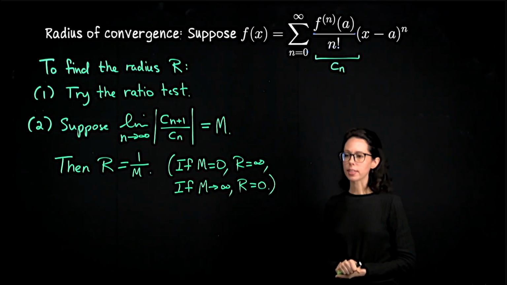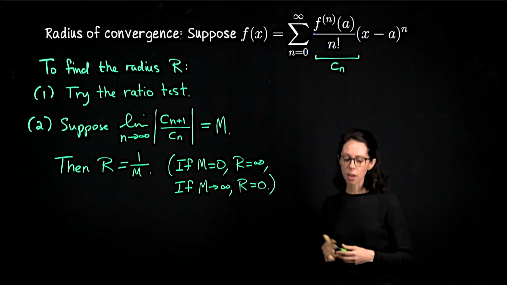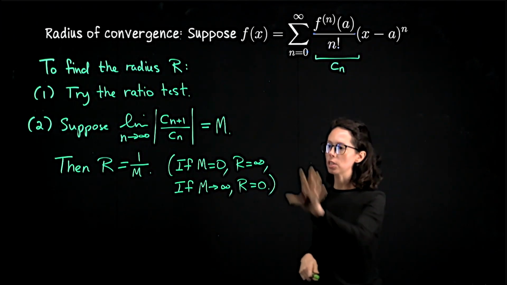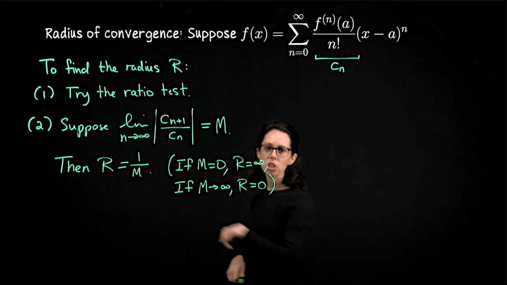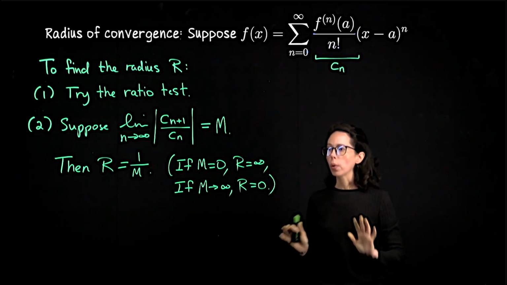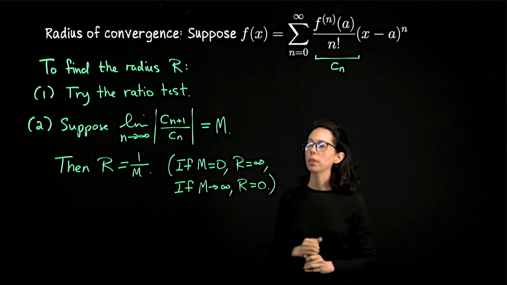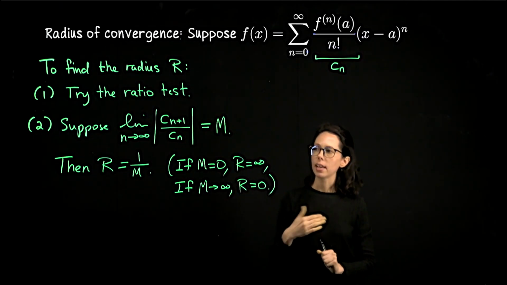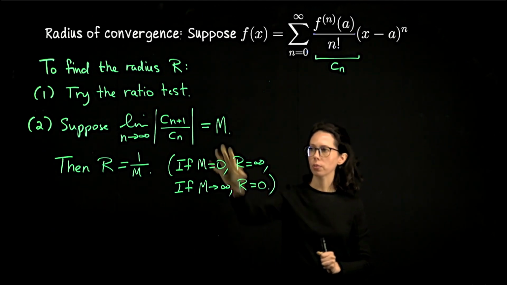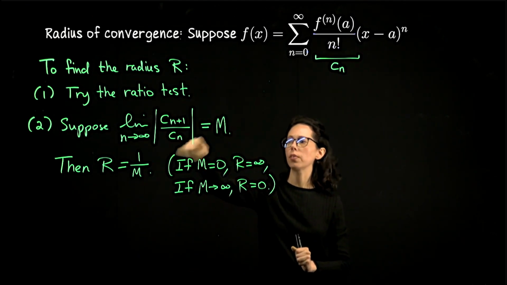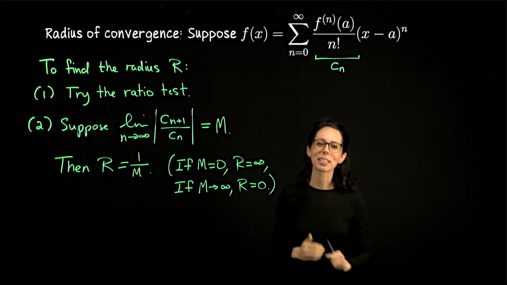Let me justify that this happens. This is going to come out of the regular ratio test. So let me just show you why we have this inversion here. We're going to suppose that this limit does exist. So suppose that if I set up the ratio of consecutive coefficients like this, with the absolute value, and take the limit as n goes to infinity of this expression, that's what I'm trying to say. Suppose it exists and equals m.